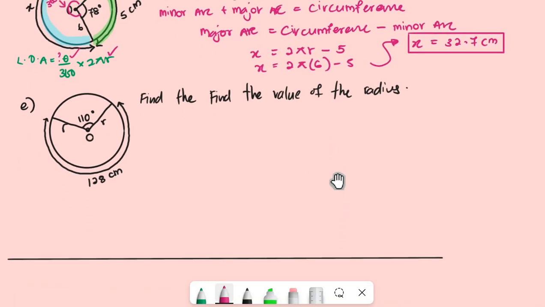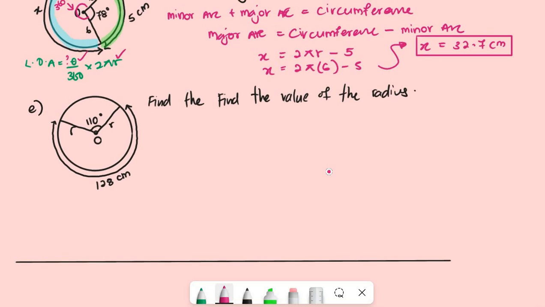And now the last part, okay? Find the value of the radius. So now I already give you the length of arc. I give you the theta and I ask you to find the value of the radius. One thing you must understand is that this theta is for the minor arc. This theta corresponds to this arc, all right? And this is the length of the major arc, okay? This is the length for this.